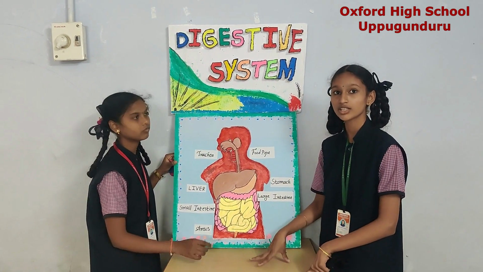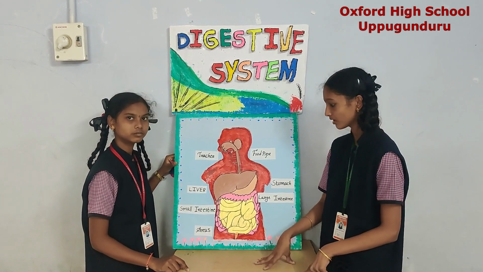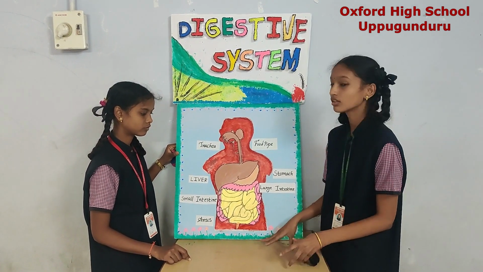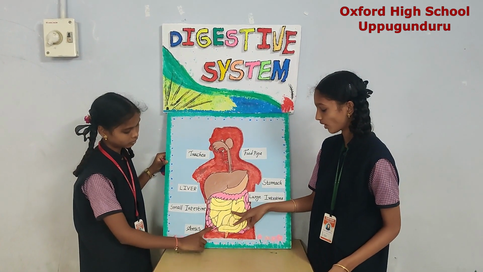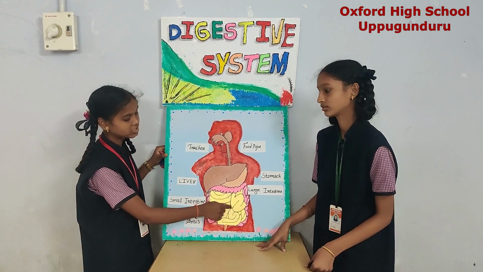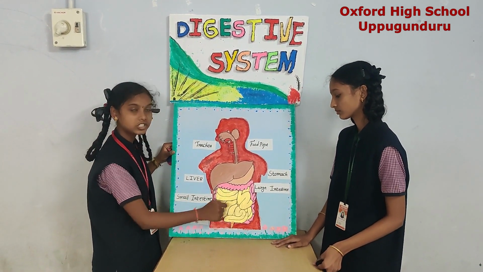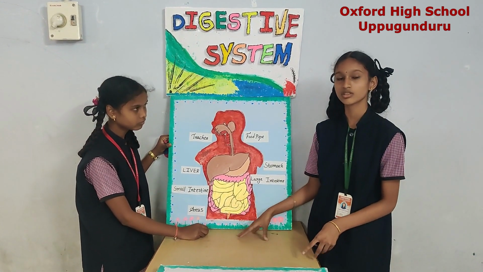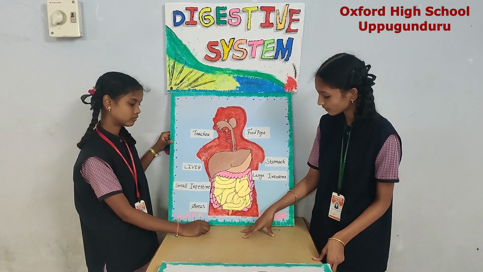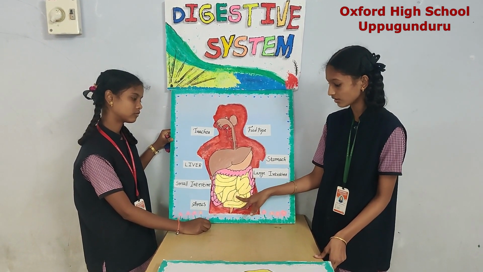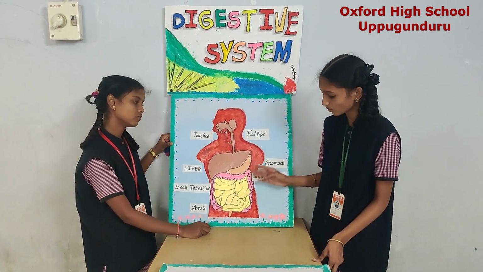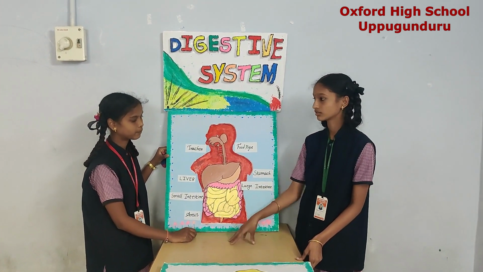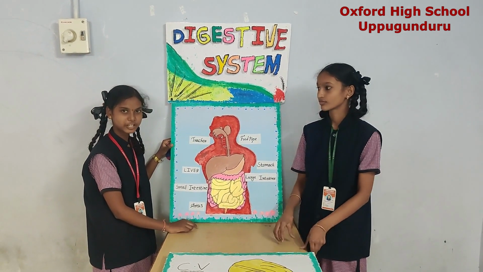the partially digested food material is known as chyme, and then chyme goes to the small intestine, and the energetic food is absorbed by the small intestine. The waste food is transported through the large intestine, and the waste material goes out through this tip. This tip is known as the anus. Thank you.